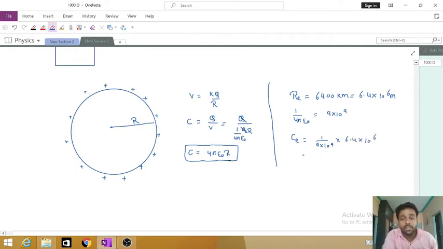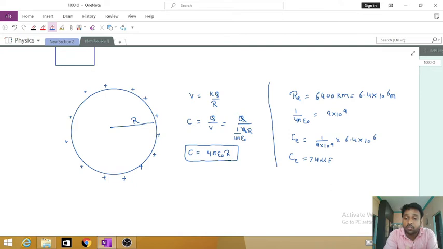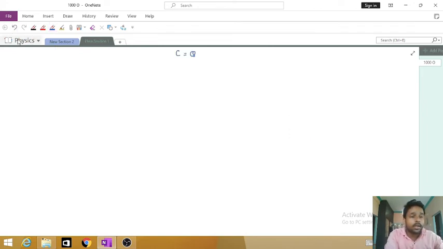After solving this, we will get the capacitance of the earth as 711 microfarad, which is not even 1 farad. It means the earth is such a big, heavy sphere, and still it has a capacitance of only 711 microfarad, not even 1 farad. It means the farad is a very big unit of capacitance. Okay, let's take an example.